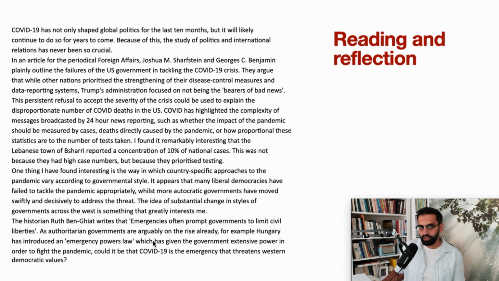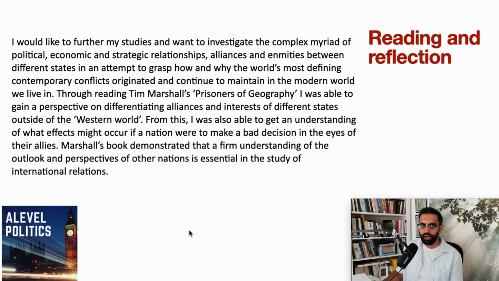As authoritarian governments are arguably on the rise already, for example, Hungary has introduced emergency powers laws, which has given the government extensive powers in order to fight the pandemic. Could it be that COVID-19 is the emergency that threatens Western democratic values? A question there that the student has posed as a reflection on his reading. And again, this is a nice reflection on reading.